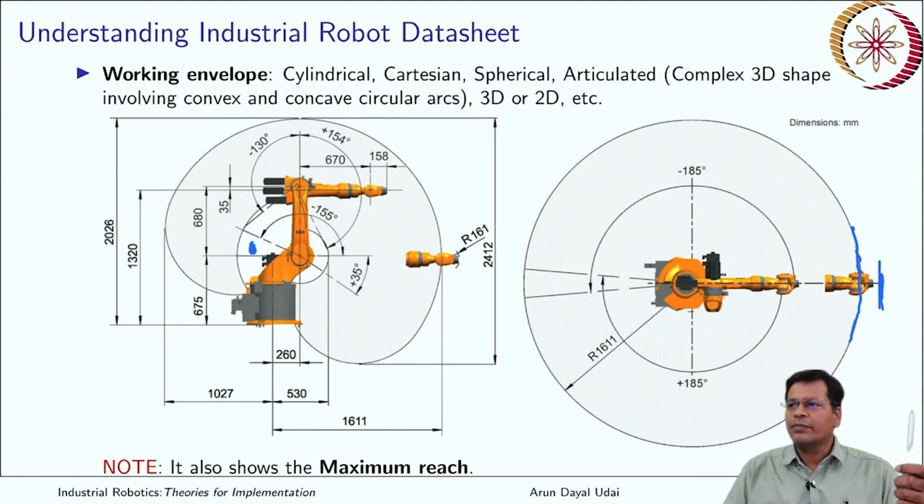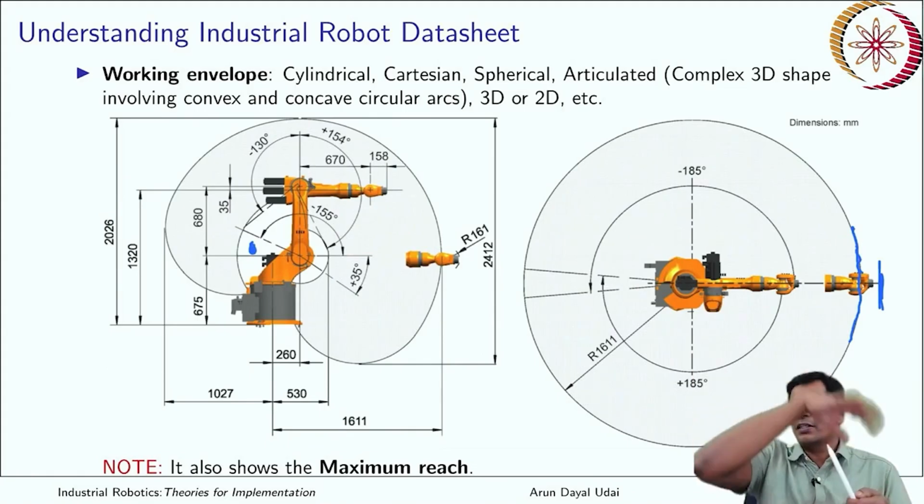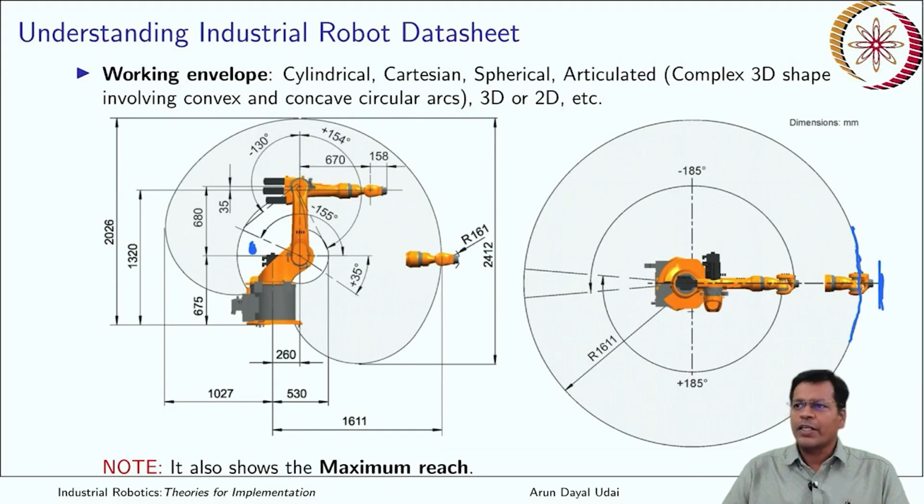So yes, you have a cylindrical workspace for a cylindrical robot, Cartesian workspace for a gantry type of robot, spherical workspace for a spherical robot. Articulated arm robots are very, very complex, like this one. Okay, it has multiple convex surfaces, and then you have convex surfaces like this.